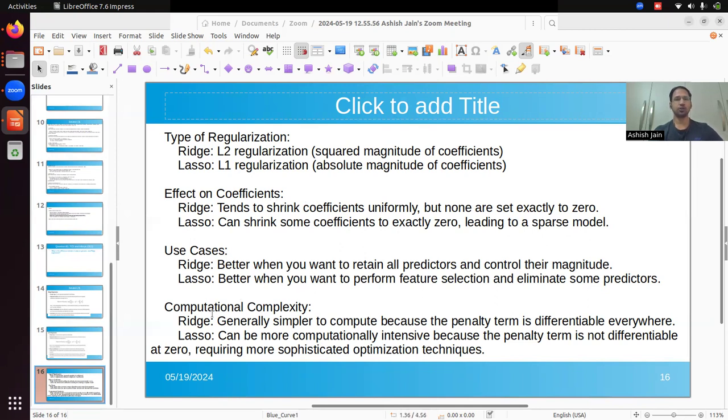Okay. So computational complexity: ridge is generally simpler to compute because the penalty term is differentiable everywhere. Lasso can be computationally intensive because the penalty term is non-differentiable at 0, requiring more sophisticated optimization techniques.